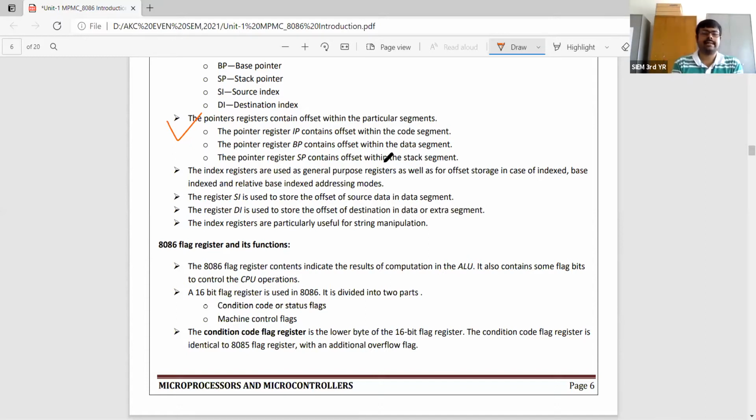The index registers are used as general purpose registers as well as for offset storage in case of indexed, base indexed and relative base indexed addressing modes. The register SI is used to store the offset of source data in the data segment. The register DI, with its own distinct predefined task, is used to store the offset of destination in the data or extra segment. Lastly, the index registers are particularly useful for string manipulation. So these are the different associated tasks.